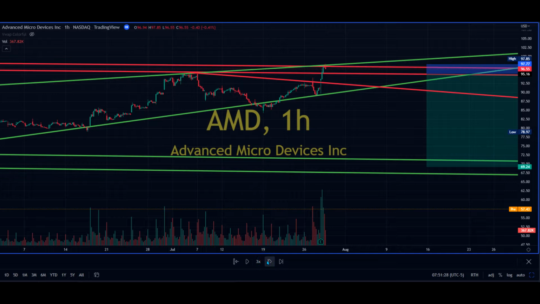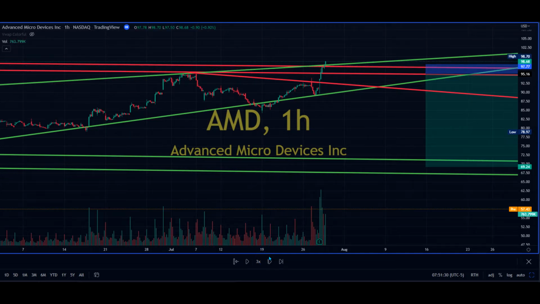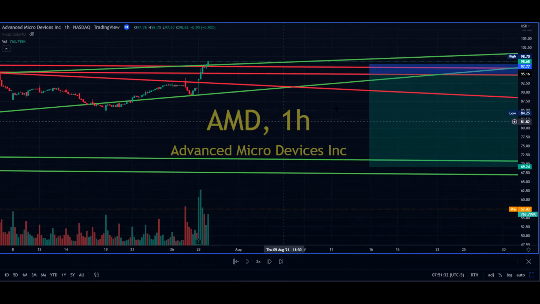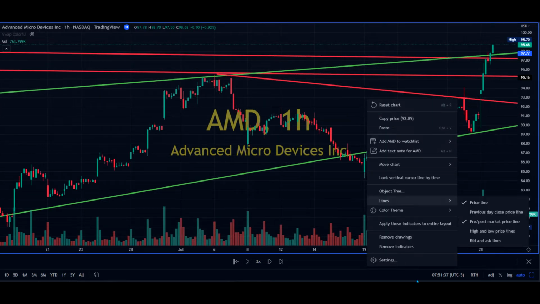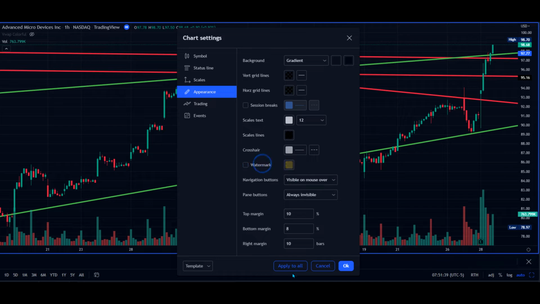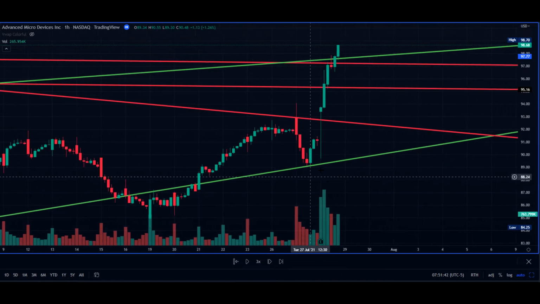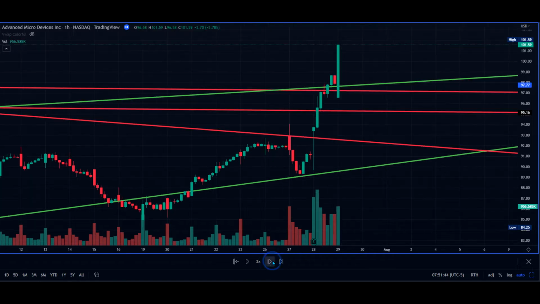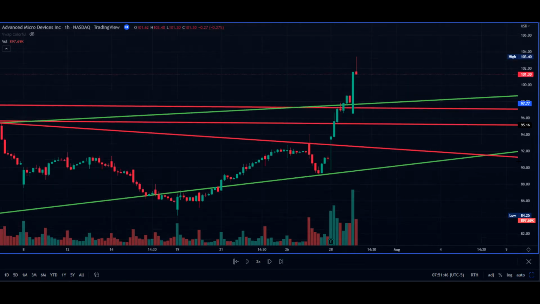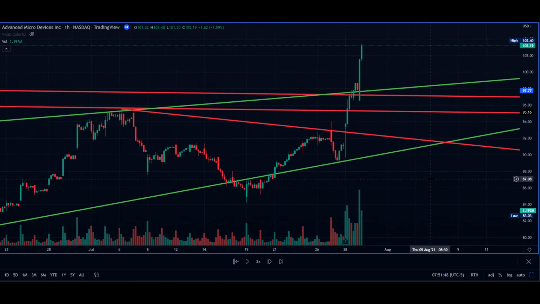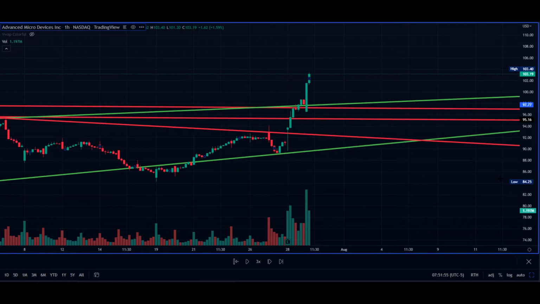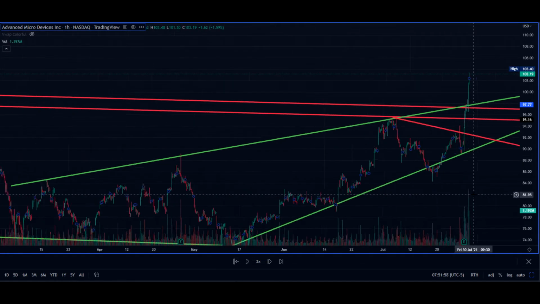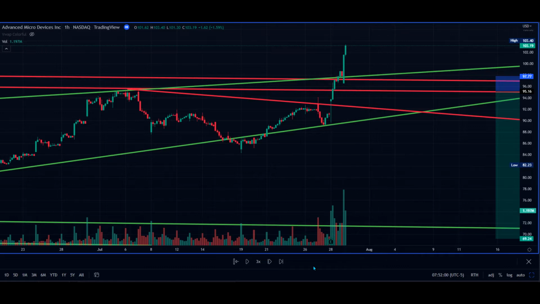1, 2, 3. Okay, not super weak yet. Reset this here. Let me turn off the watermark. Sorry. 1, 2, 3. Okay, so now we've completely broken out of this channel. Do we count this as a retest? This little bar here? I don't think we do. I think it comes back. I actually think it comes back into the channel completely.